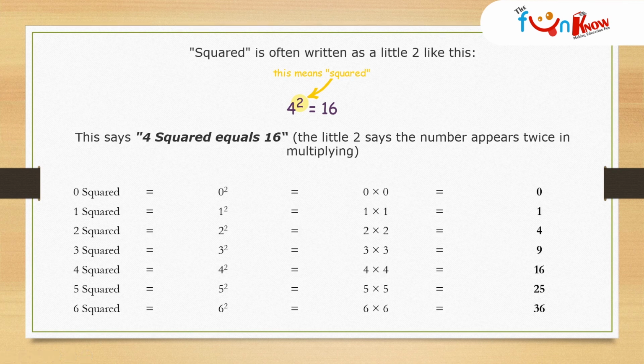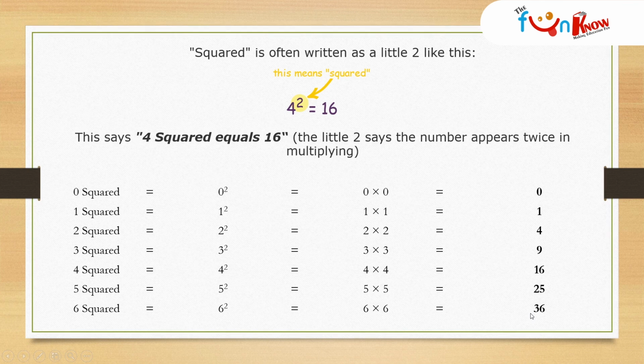So students, here is a table for you. 0 square, that is 0 multiplied by 0, is obviously 0. 1 square, that is 1 multiplied by 1, is 1. 2 square, that is 2 multiplied by 2, is 4. 3 square, that is 3 multiplied by 3, is 9. 4 square, that is 4 multiplied by 4, is 16. 5 square, that is 5 multiplied by 5, is 25. 6 square, that is 6 multiplied by 6, is 36.